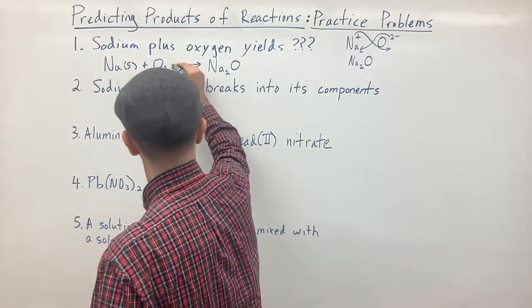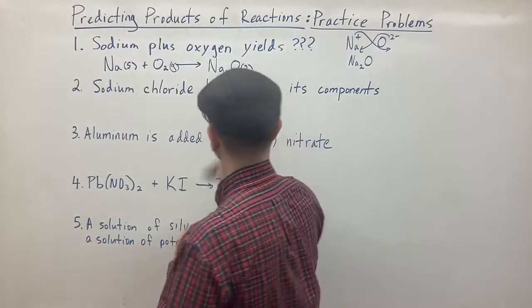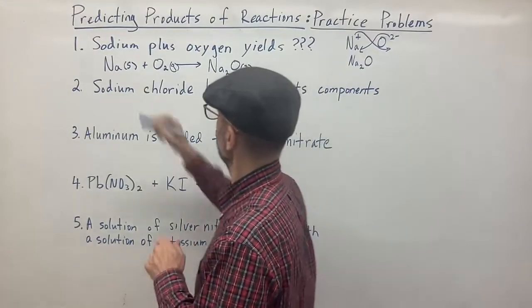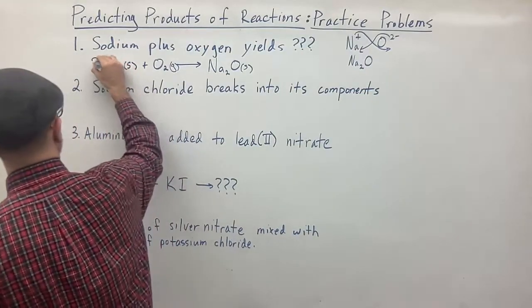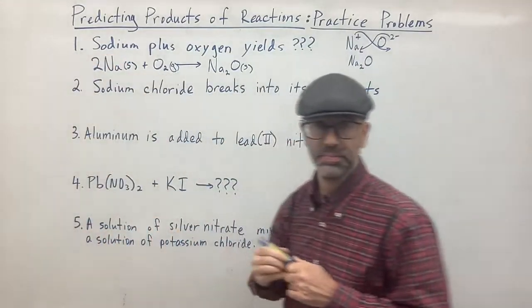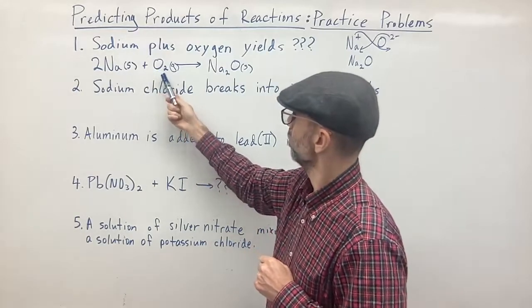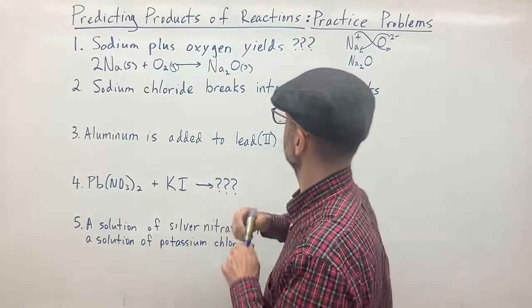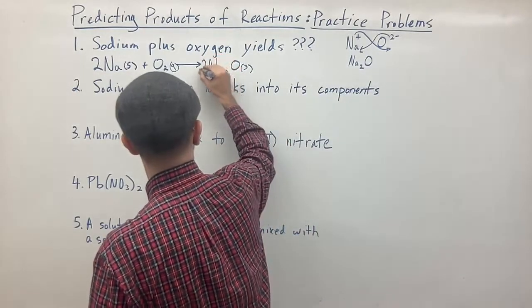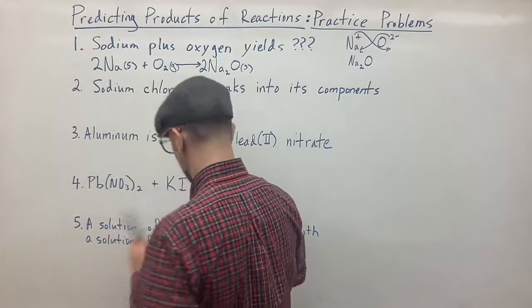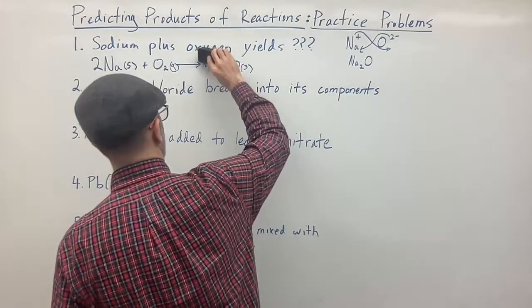So don't forget our states of matter. So we have 1 sodium here, we have 2 there, so we should have a 2 in front of our sodium. And we have 2 oxygens here, right? So we have 2 oxygens, and we only have 1 oxygen there, so we should put a 2 there for the oxygen. Oh, I forgot to show you a little trick here.